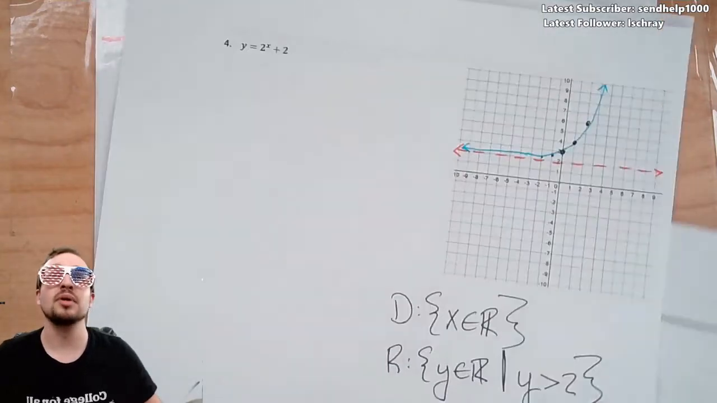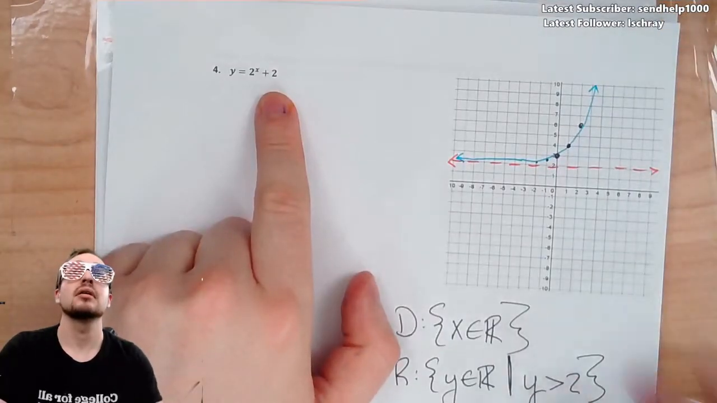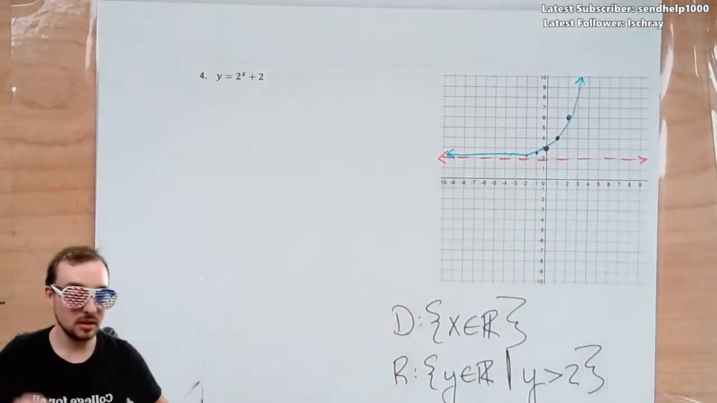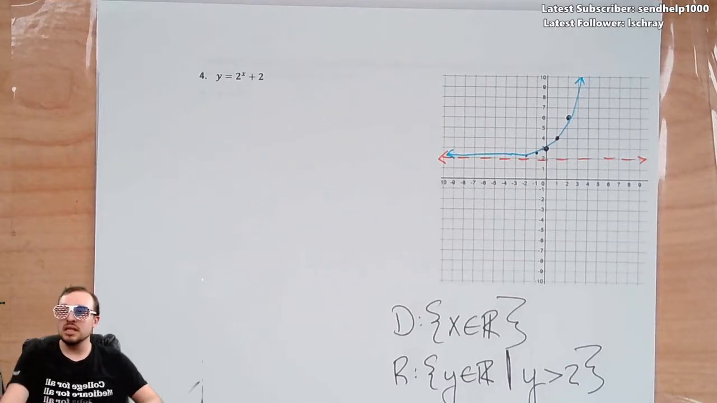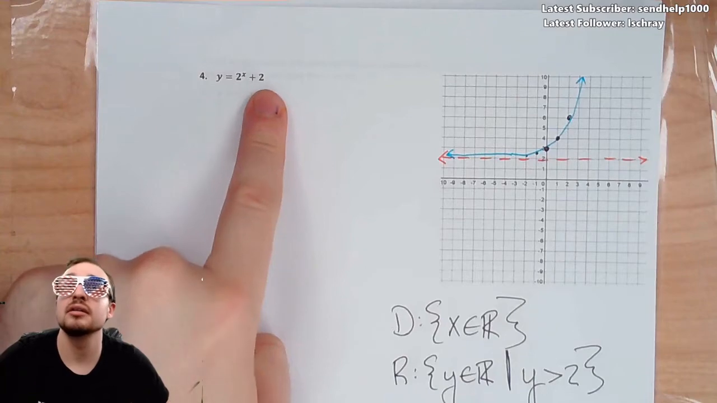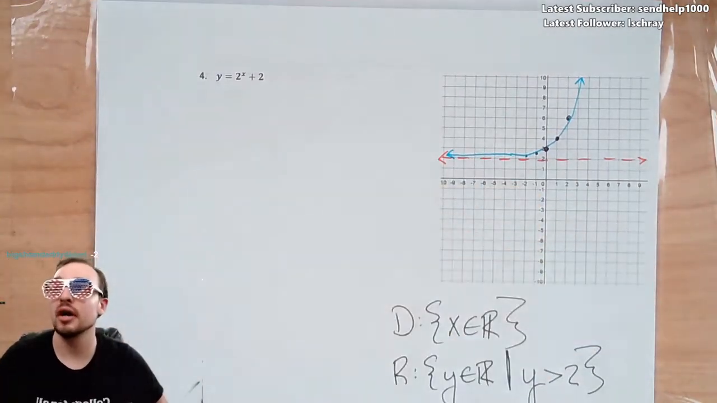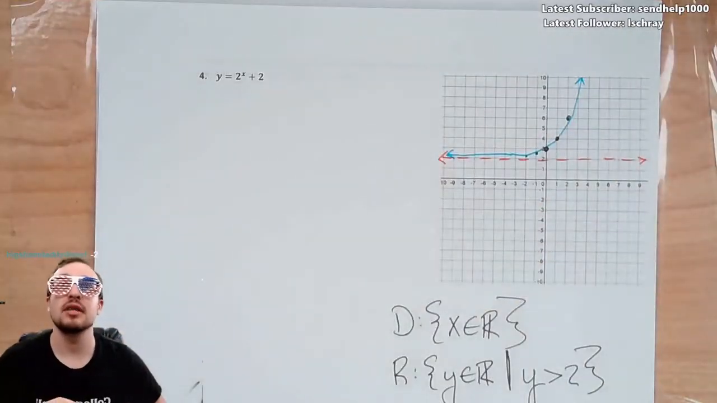What would our asymptote be if it was a -2 here, do you think? If this was a -2 instead, what would our asymptote be? Yeah, exactly, -2. It couldn't go below -2, right? It shifts everything up and down by that.